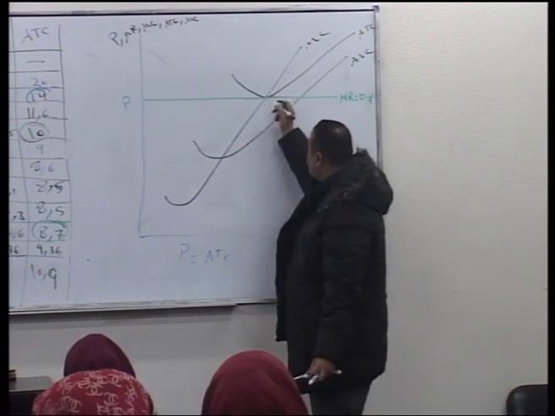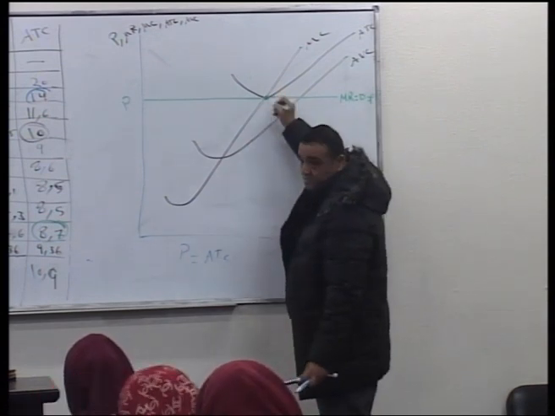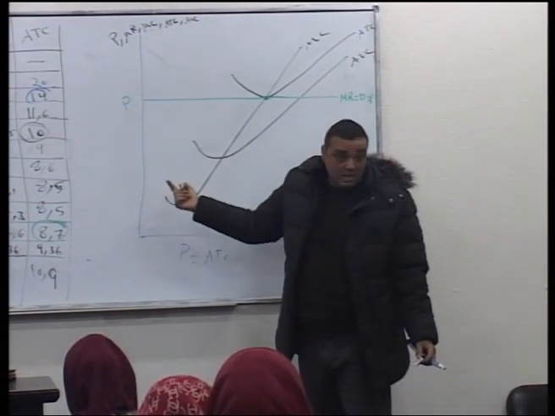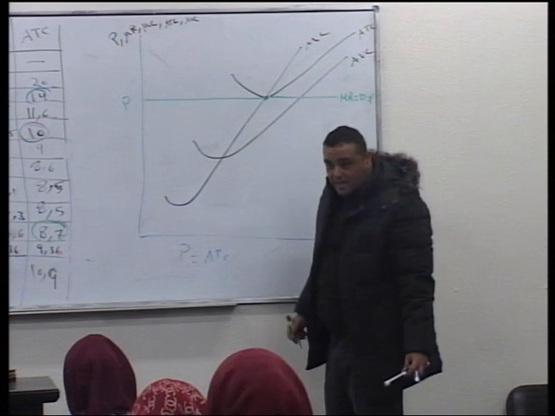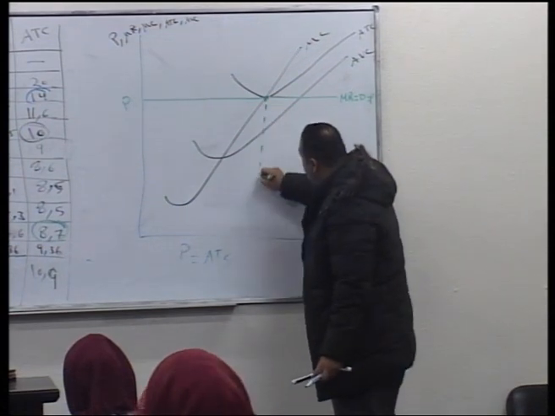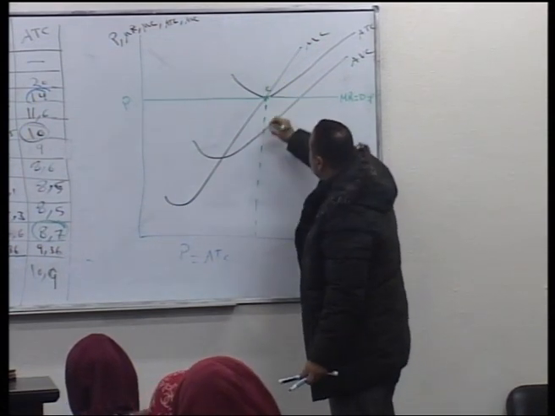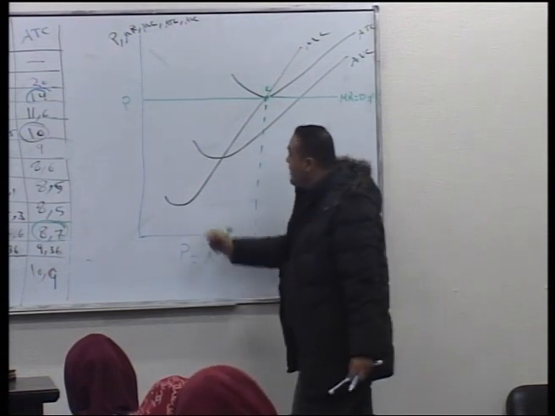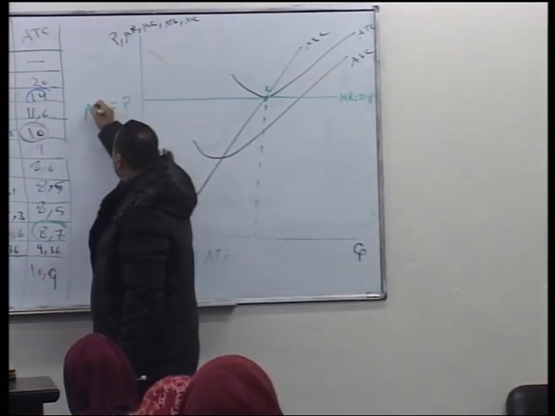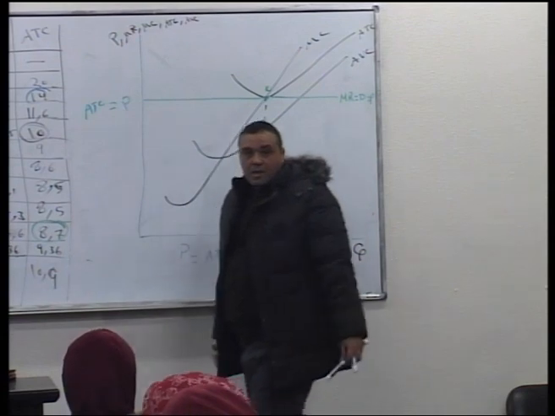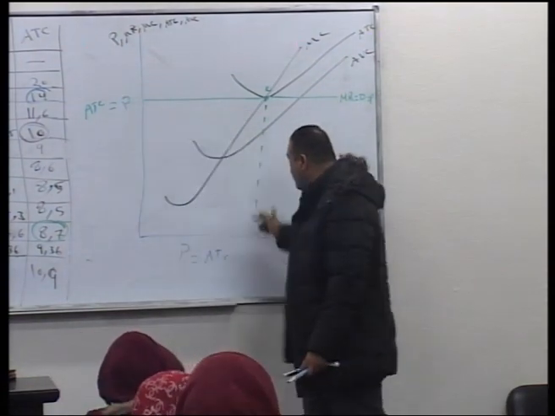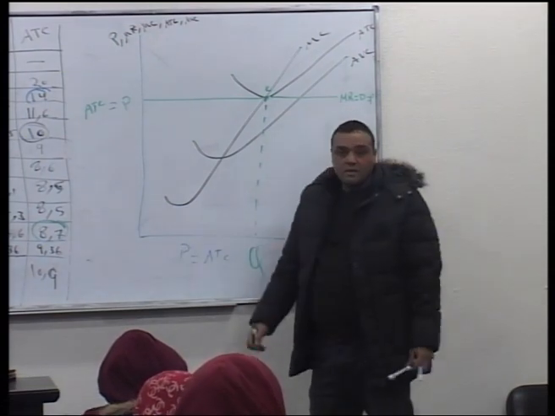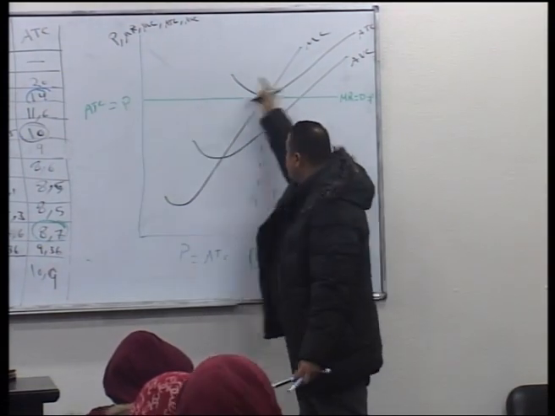Here is where MR equals MC, and I go to the ATC. Where is the ATC? It is right here, right? So this is the E. How much is this ATC too? Total revenue equals total cost, because total revenue is the price times the quantity, and total cost is ATC times the Q.